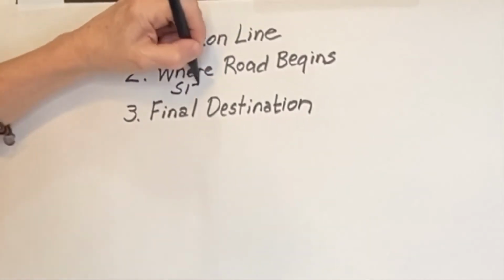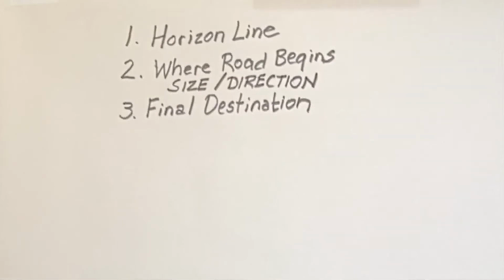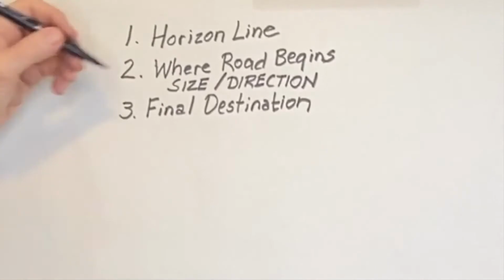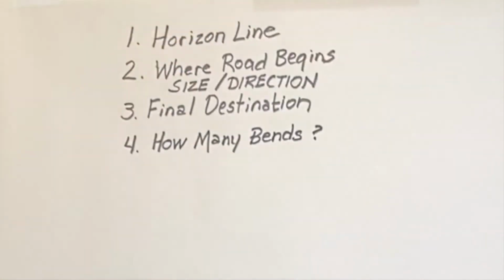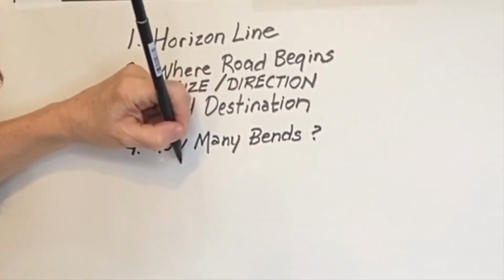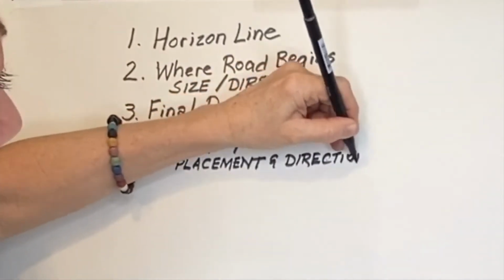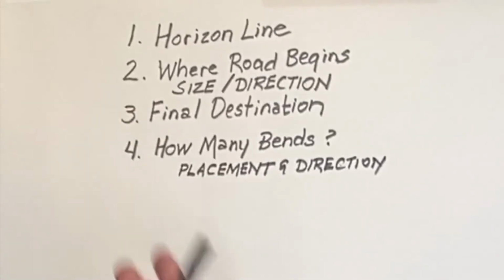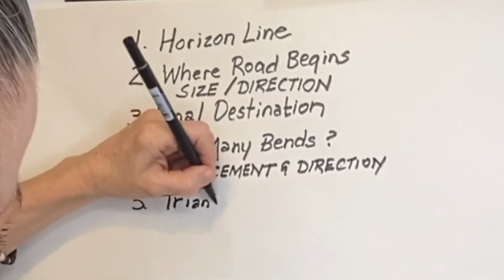Now, after we establish that, we need to really think about when the road begins, how big is that road and what direction is it going to initially start out in? This will make a lot more sense as we do some of these. Number 4, how many bends are going to be in our road? Do you want it really curvy, just no bends, or maybe just one bend? And then we have to do the same thing that we did in number 2. We have to determine where's the placement of the bend and what direction is it going to go in. Then we can finally move on to step number 5, which I like to just call triangles.